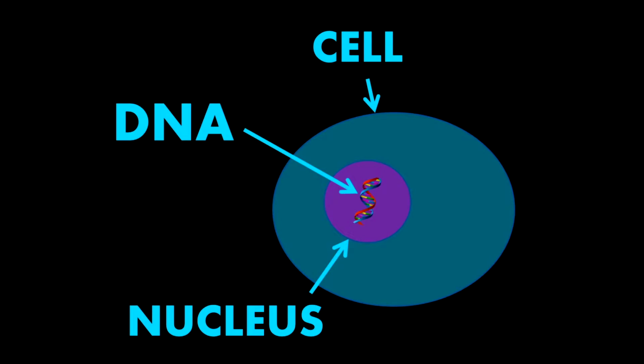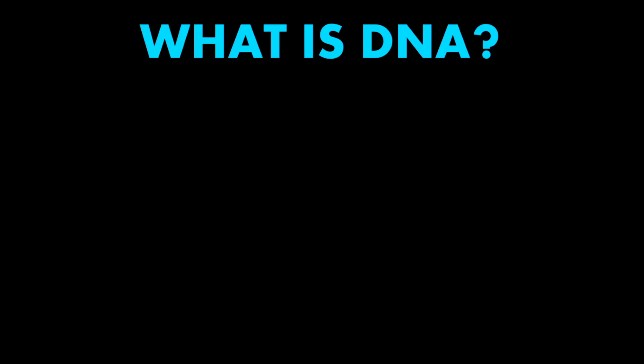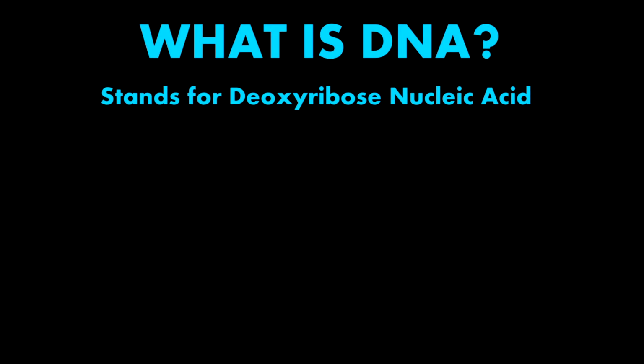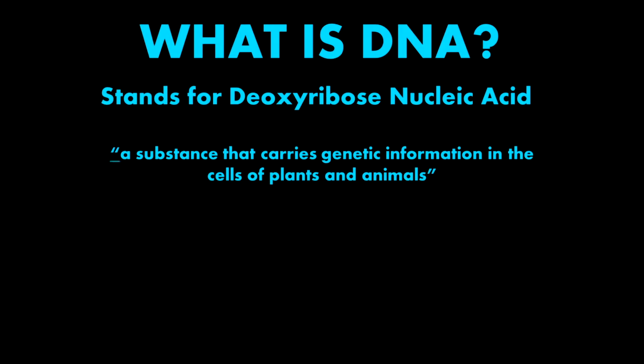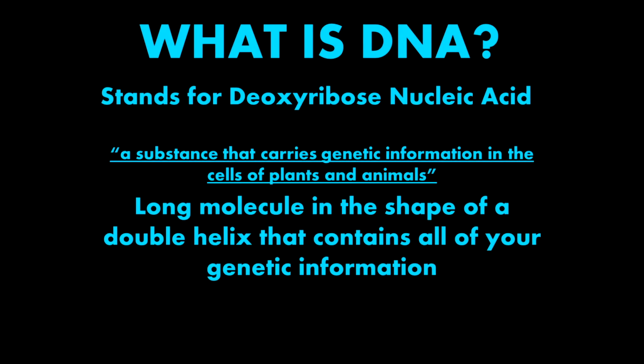there's a substance called DNA. What is DNA? It stands for deoxyribonucleic acid, and it is a substance that carries all genetic information in the cells of plants and animals. It's basically just a long molecule in the shape of a double helix that contains all of your genetic information.